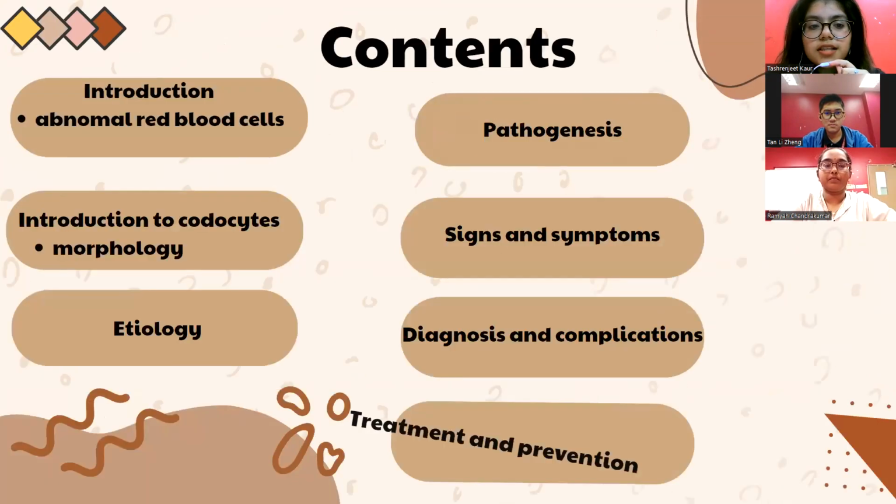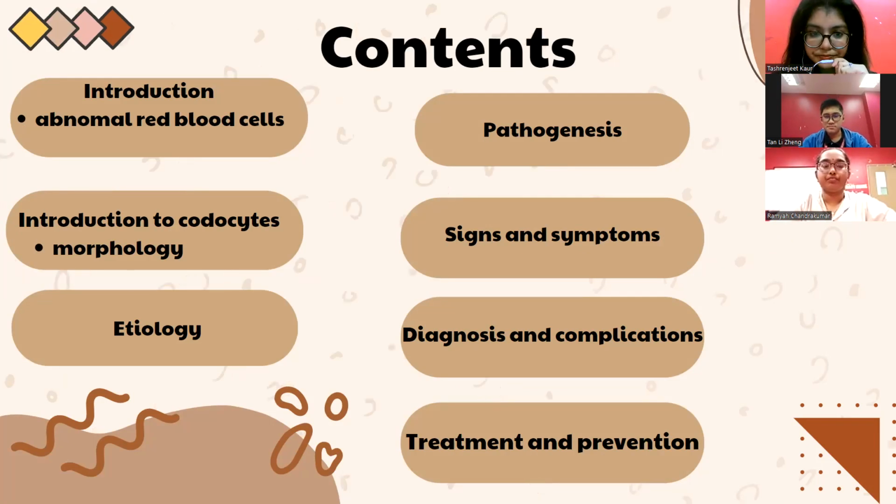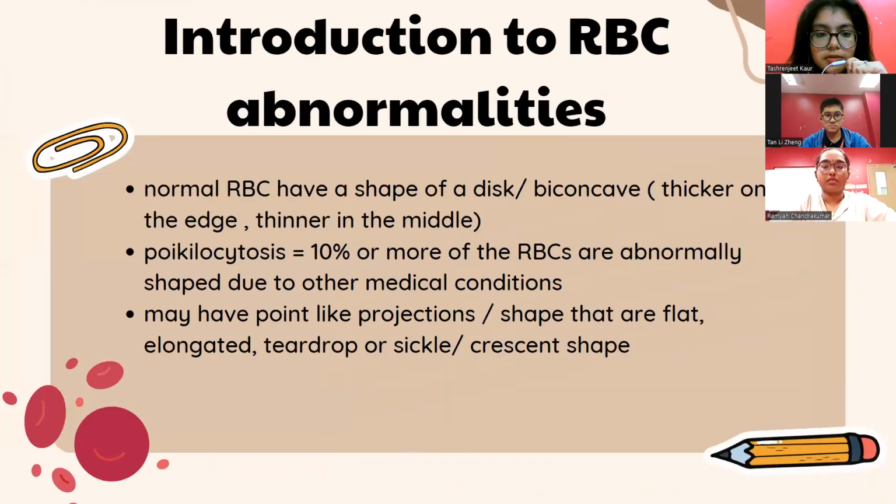The contents of these slides include the introduction of abnormal red blood cells, introduction to kodocytes and their morphology, etiology, pathogenesis, signs and symptoms, diagnosis and complication, as well as the treatment and prevention. We will start off with the introduction to red blood cell abnormalities.